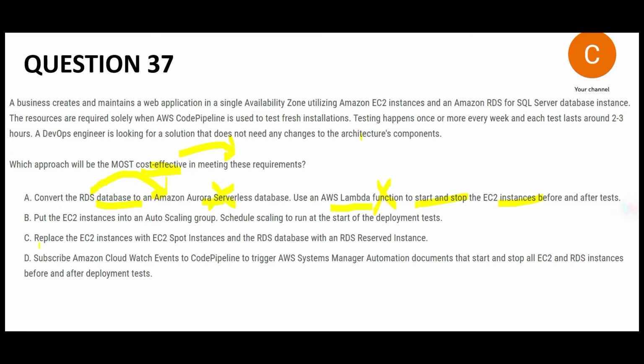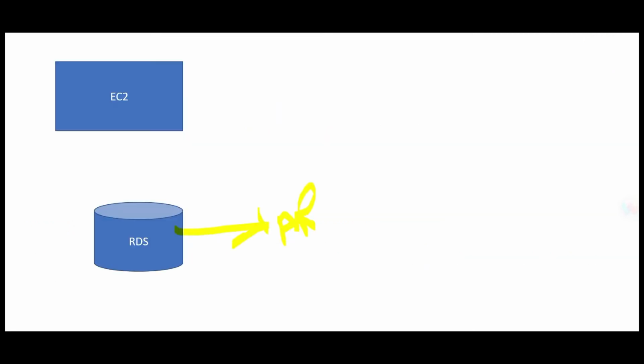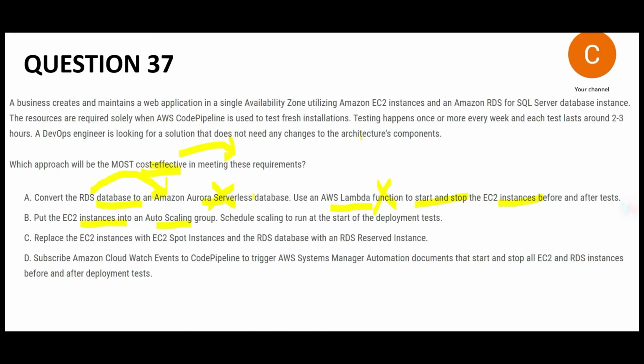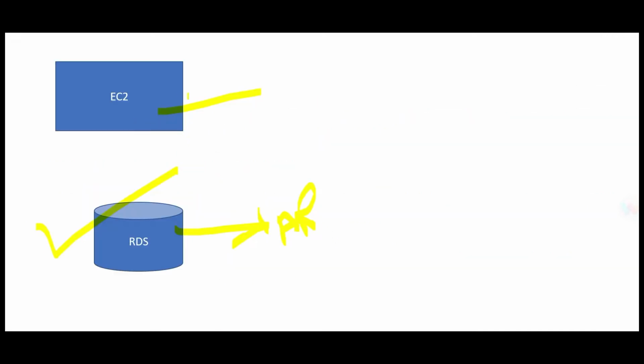Option B is wrong. Again, it is just addressing the EC2 instance. When you put it in an auto scaling group, you are only addressing this portion. What about this portion? Option B does not handle the database. That's why this is wrong. This is incomplete. You will have to give a solution which handles both the EC2 instance as well as the RDS database. You need to start and stop both.